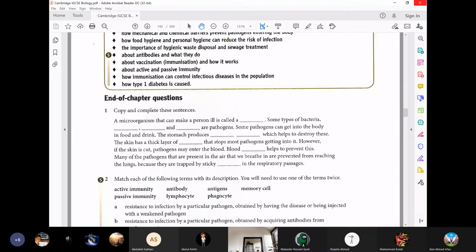However, if the skin is cut, pathogens may enter the blood. Blood dash helps to prevent this. Blood clots. Very good. Blood clotting helps to prevent this. Many of the pathogens present in the air that we breathe in are prevented from reaching the lungs because they are trapped by sticky dash. Mucus. Very good. Sticky mucus in the respiratory passages.